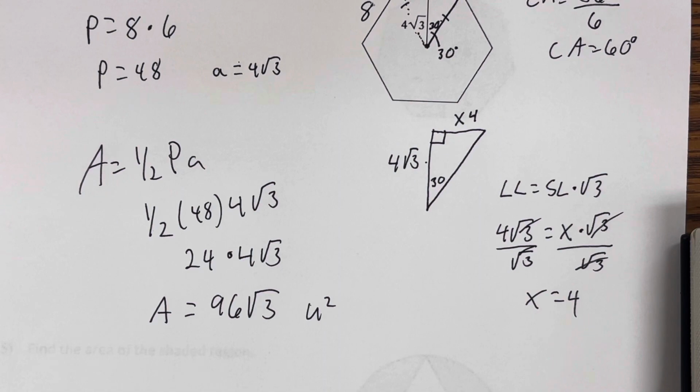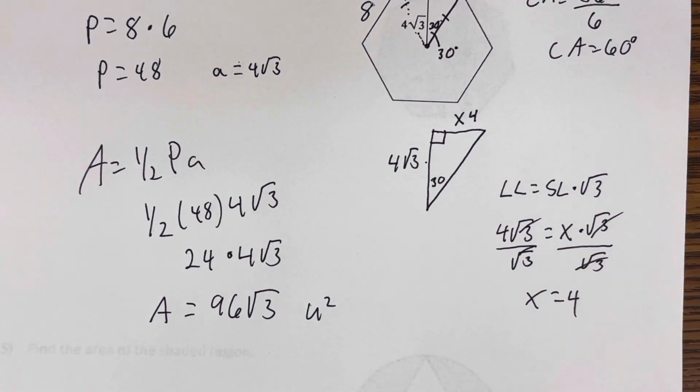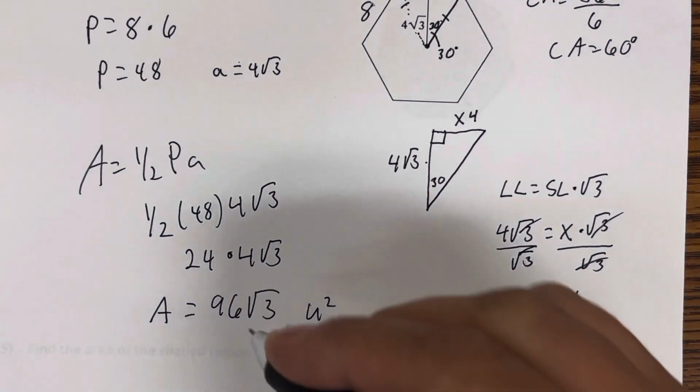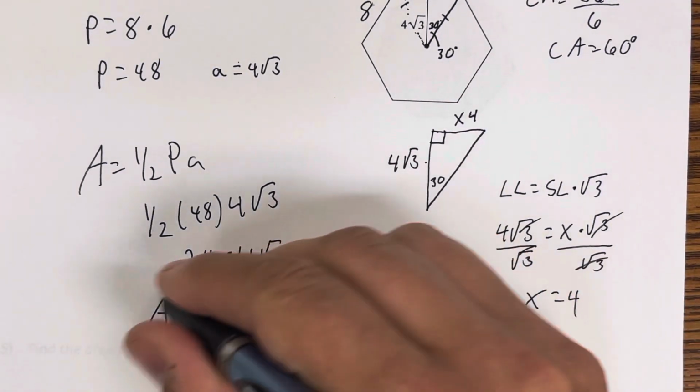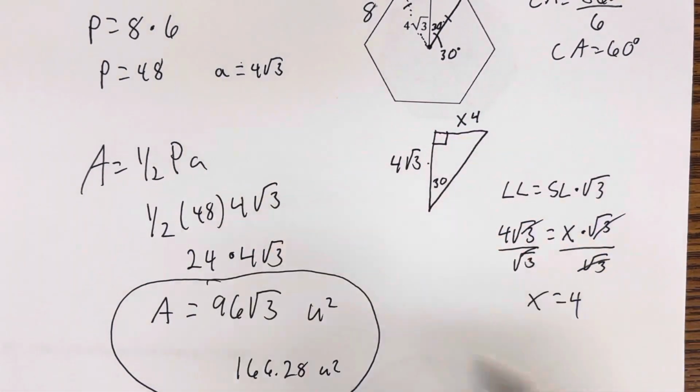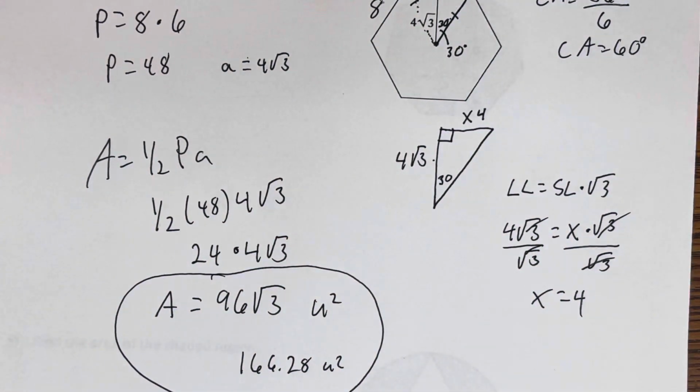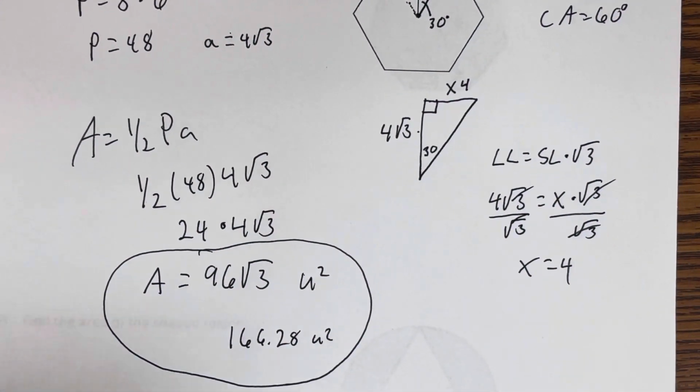96 times the square root of 3 is approximately 166.28. And we have found the area. So this one I used a 30, 60, 90 right triangle. All right, on to the next one.